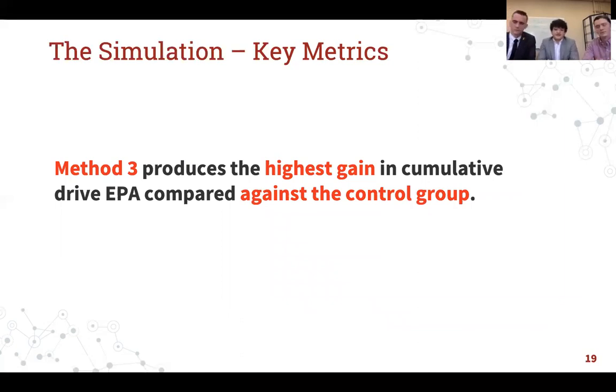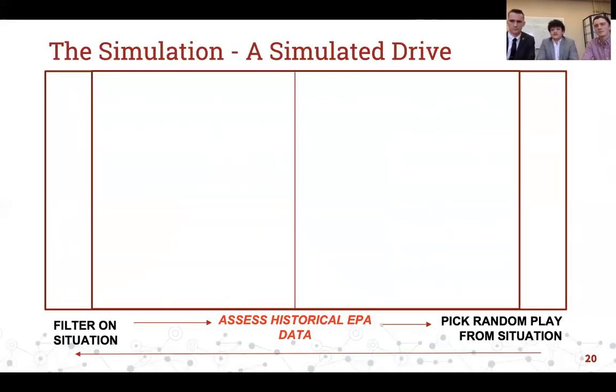Yeah, we found method 3 to produce the highest gain in cumulative drive EPA compared to our other methods. This is important because the main change in method 3 was we added an element of randomness. The model actually made a decision based on the probability that the pass would be better, not based on the deterministic value. This may show that an element of randomness does produce effective results in the NFL when you're talking about play calling.